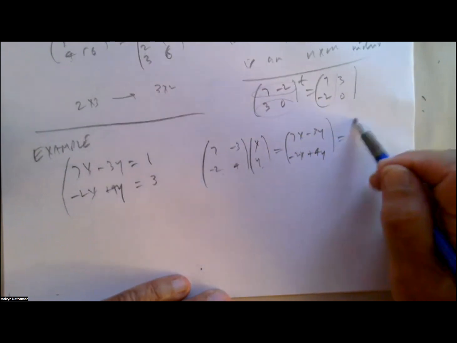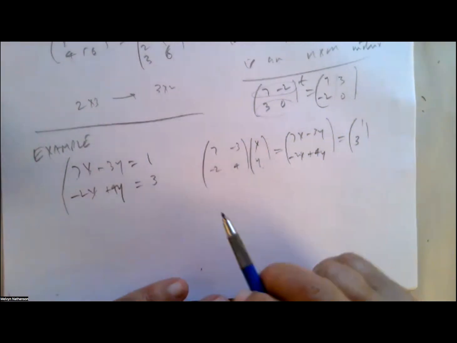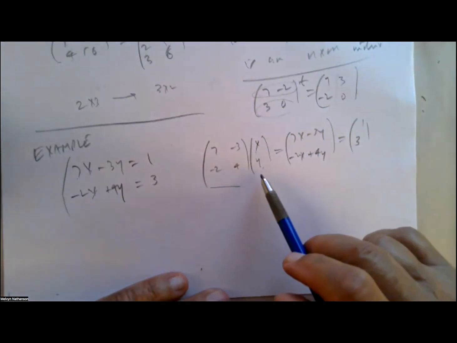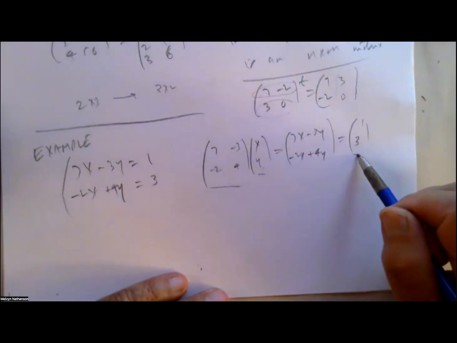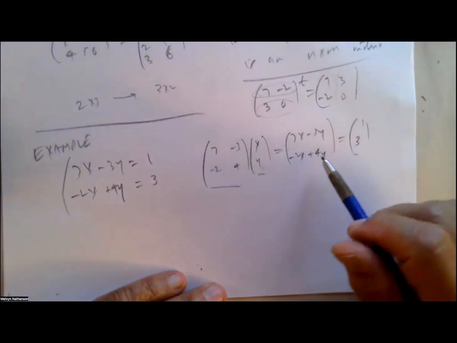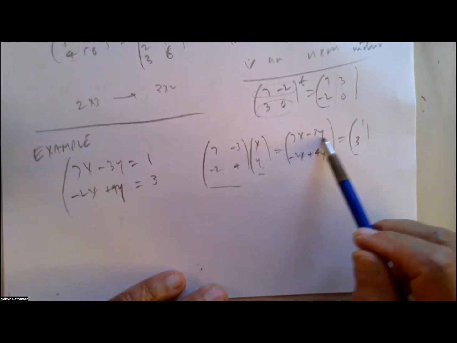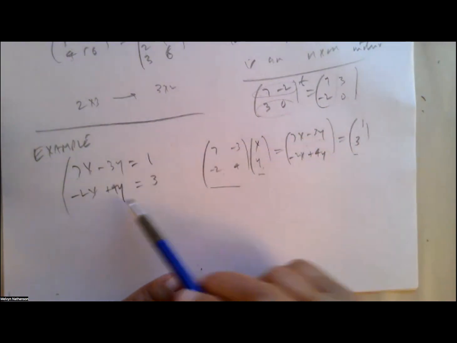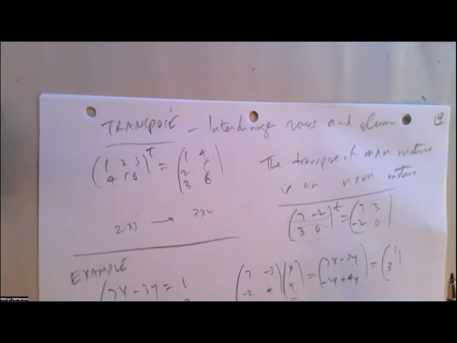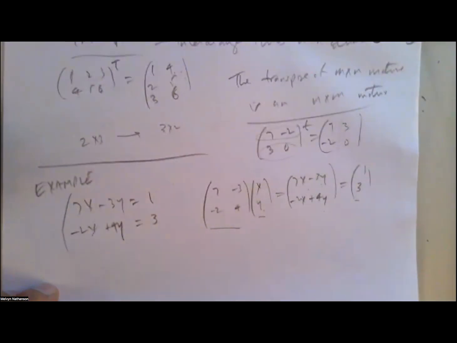And if I set this equal to the vector 1, 3, I have this matrix times the vector x, y equals 1, 3. That's just another way of saying 7x minus 3y equals 1, minus 2x plus 4y equals 3. So I can rewrite any system of linear equations in matrix form.